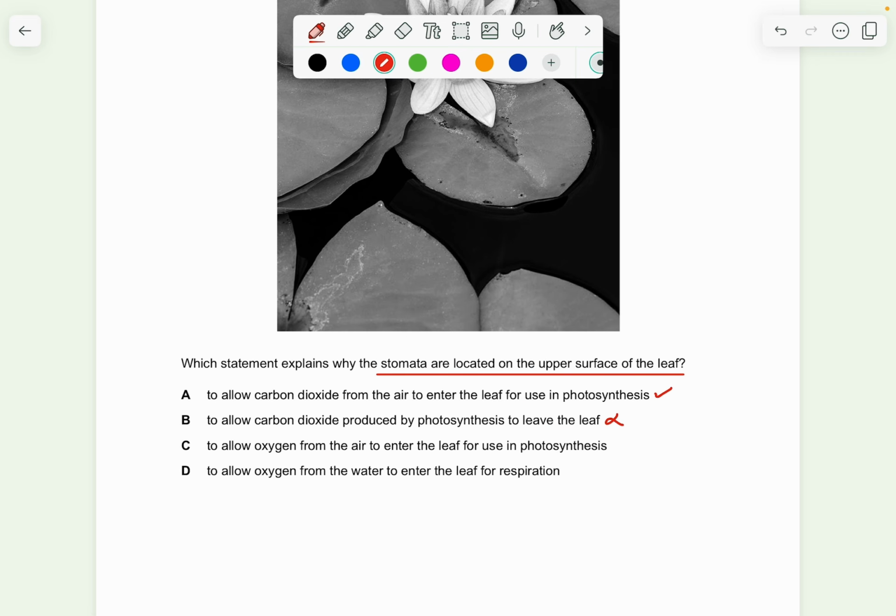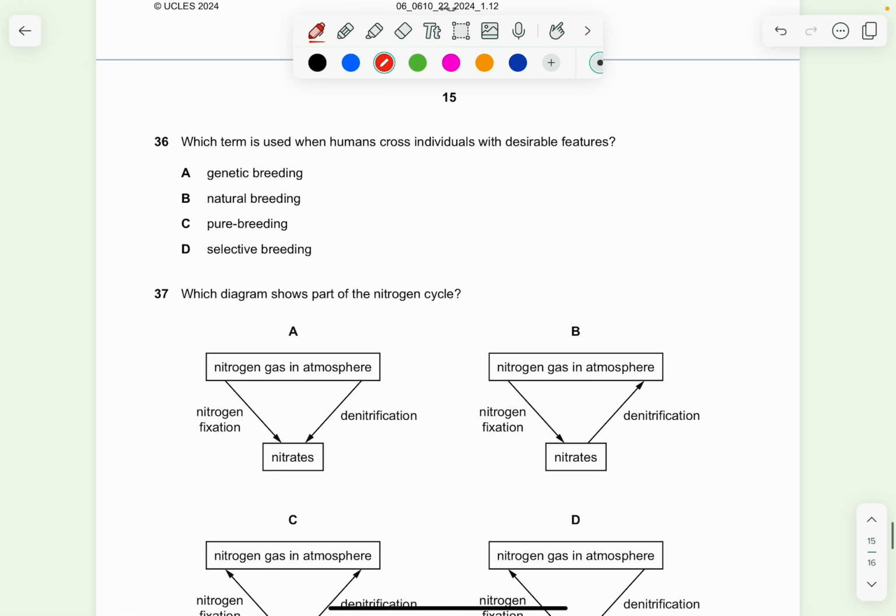To allow oxygen from the air to enter the leaf for use in photosynthesis. No, it's only for CO2. To allow oxygen from the water to enter the leaf for respiration. So this also doesn't make sense because they say it's at the upper surface, not from the water. From the water, it is the lower surface. So the correct answer is A. Question 36. Which term is used when humans cross individuals with desirable features? So the term with desirable is selective breeding, because you want to constantly breed that same thing that has the characteristic that you favor the most. So that is known as selective breeding.